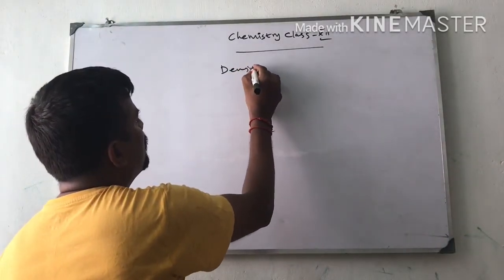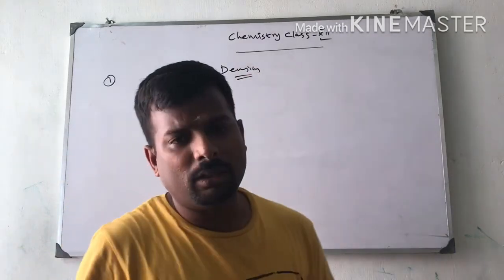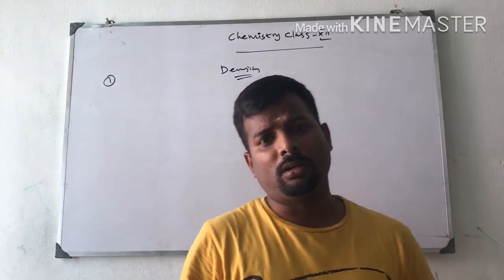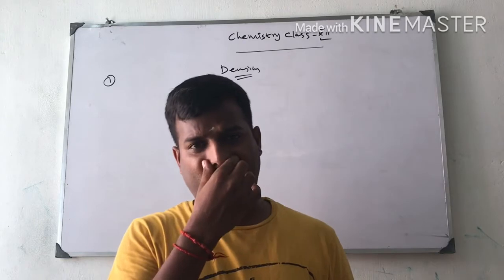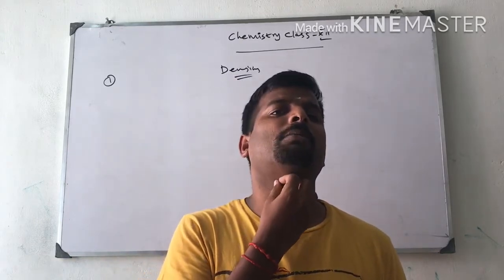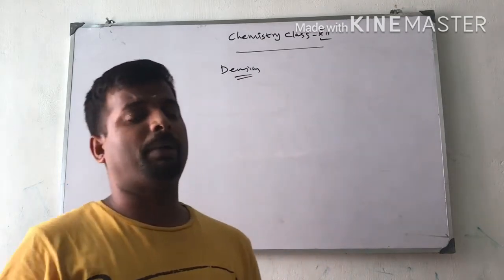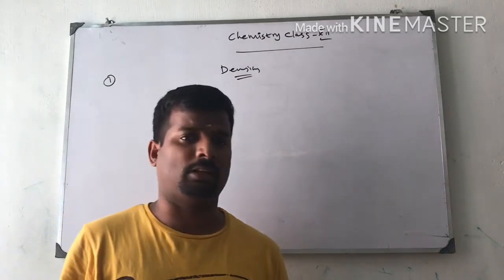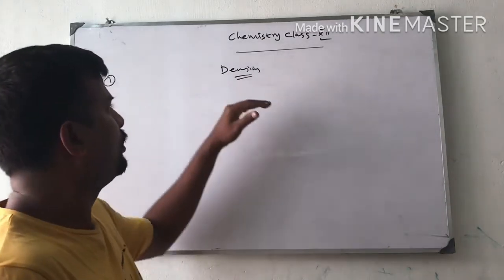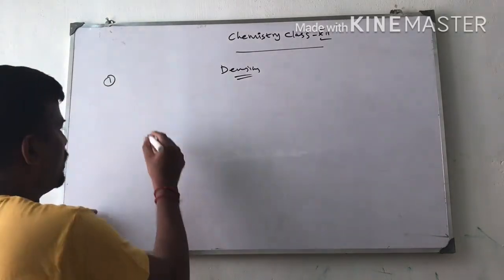Density. Melting point and boiling point are high in d block elements due to metallic bonding, and metallic bonding is due to the number of free or unpaired electrons present in the valence shell. That was all discussed. Now I am going to talk about density.